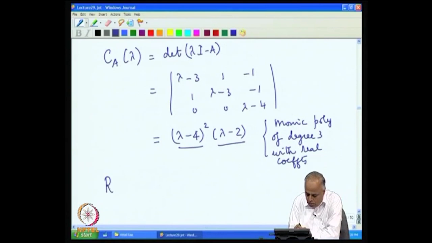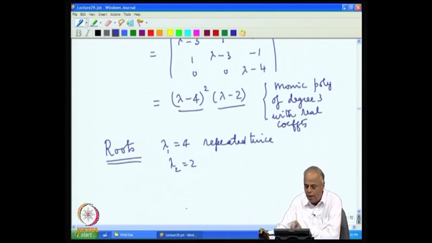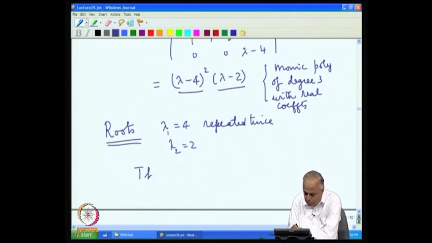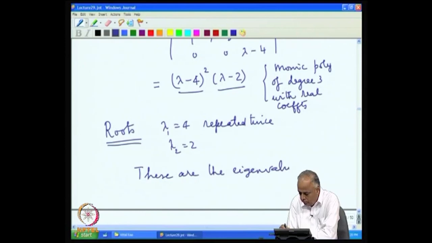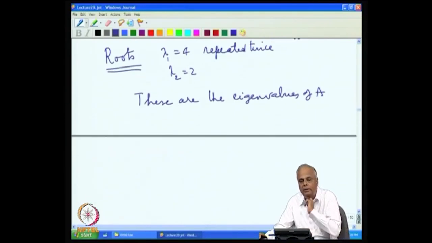What are the roots? In this case, there are only two roots actually, one of them is repeated. So, lambda 1 equal to 4 repeated twice and lambda 2 equal to 2. So, really speaking, there are only two eigenvalues, 4 and 2, but one of them is repeated twice. These are the eigenvalues of A. So, we must remember, if you are dealing with real matrices and real diagonalizability, then we are looking for real eigenvalues.